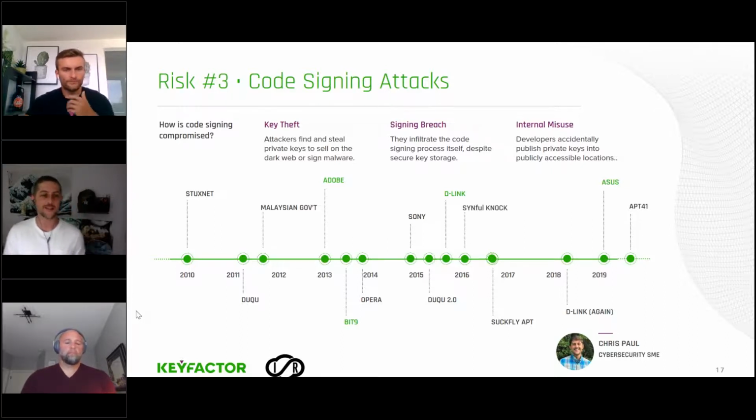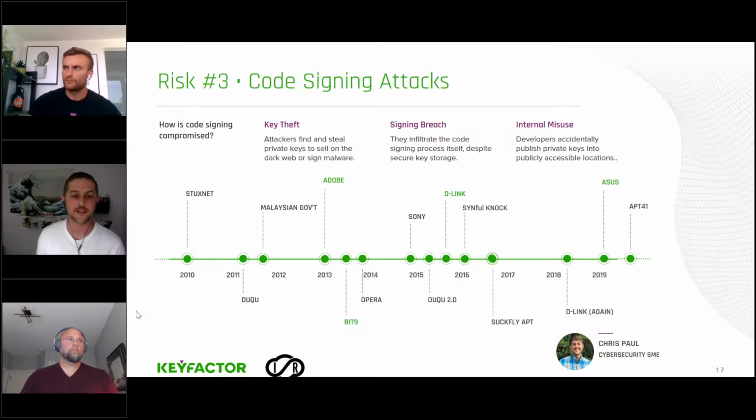But signing breach, right? They infiltrate the code signing process itself. It's not on here, but Flame is an example of that, where a vulnerability seemed like it was signed by Microsoft, so they were just deploying it all over. And then internal misuse, right? Developers accidentally publishing private keys into publicly accessible locations. Anybody can find stuff in GitHub if they look hard enough.